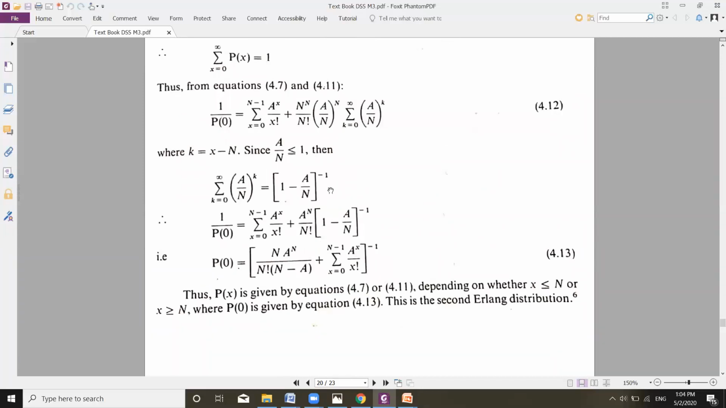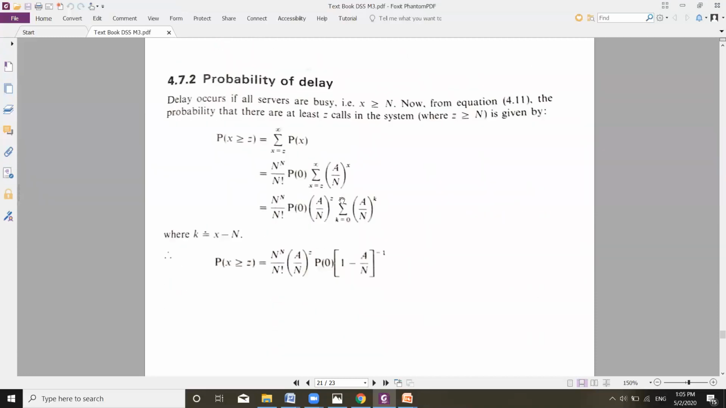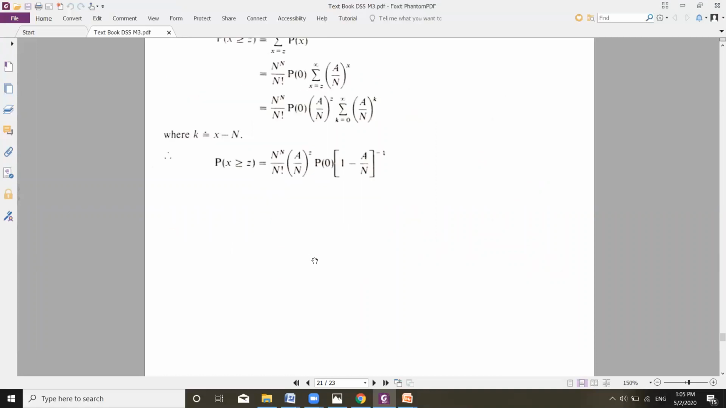Okay, we're discussing the second Erlang distribution. We had seen this equation. Now we have summation from k equal to 0 to infinity a by n to the power of k. In place of this, we are writing this in the equation over here, that is this summation is replaced by this equation. Fine. Now let us go further.